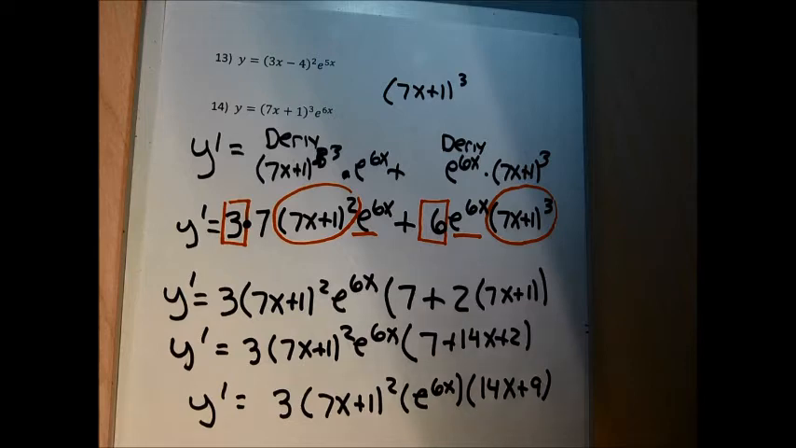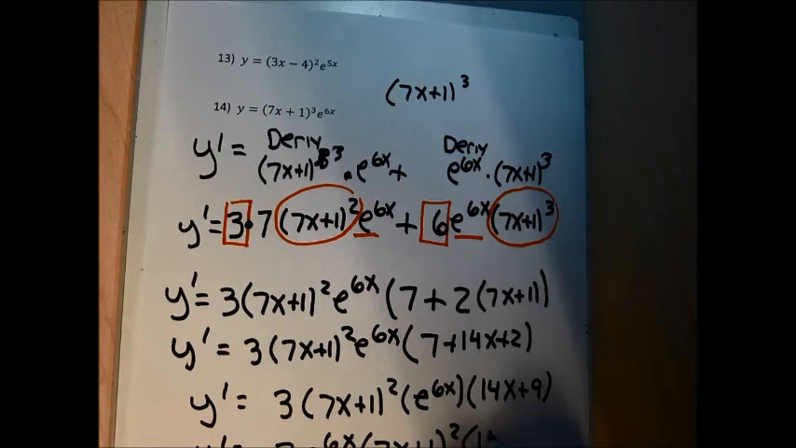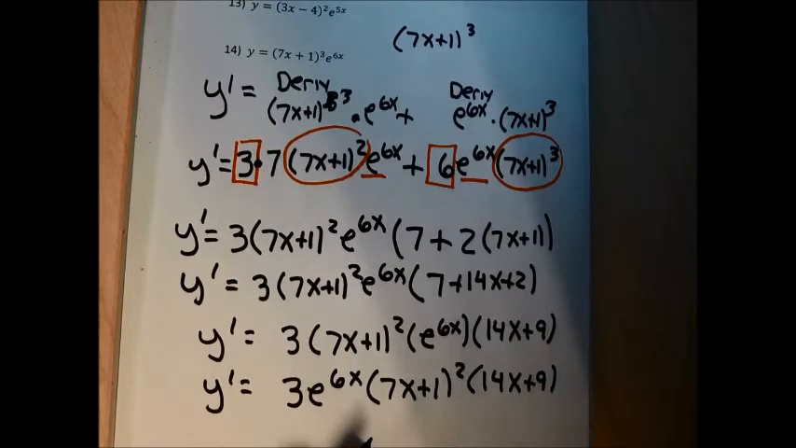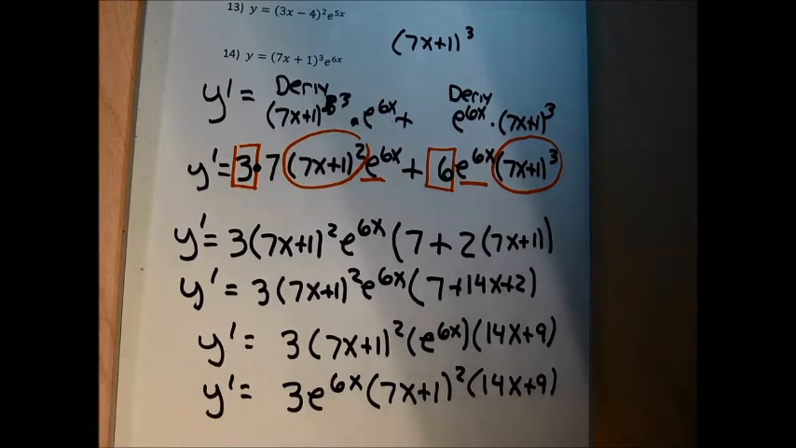The only thing I might do differently is the e to the 6x probably would be written before the parentheses, so maybe the best way to write this is 3 times e to the 6x times 7x plus 1 squared times 14x plus 9. So that's messy, but I don't know, we're going to have messier things. I think even in this section we're going to have messier things.